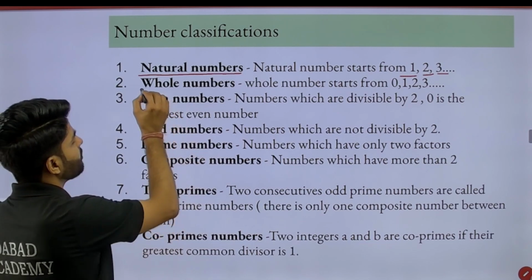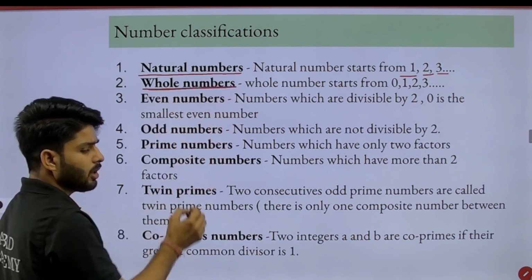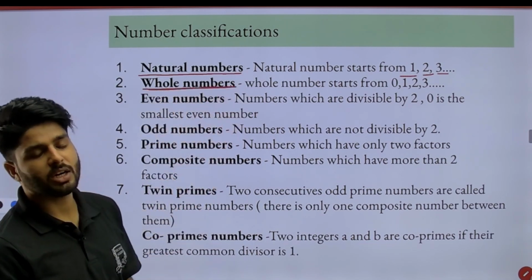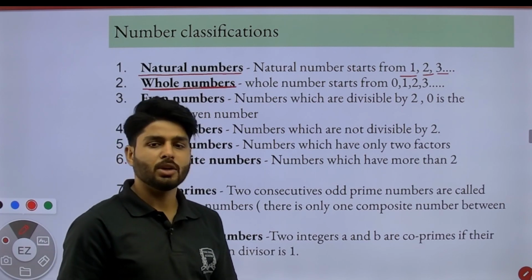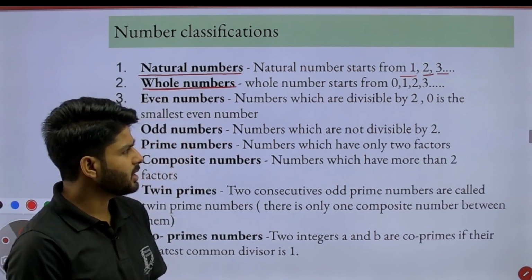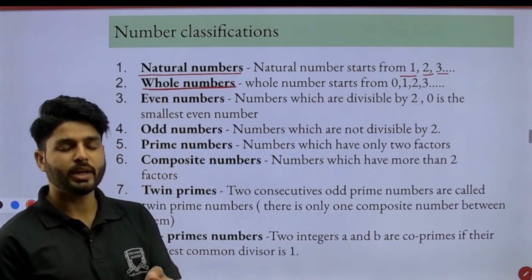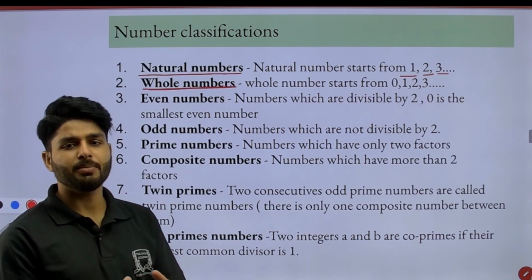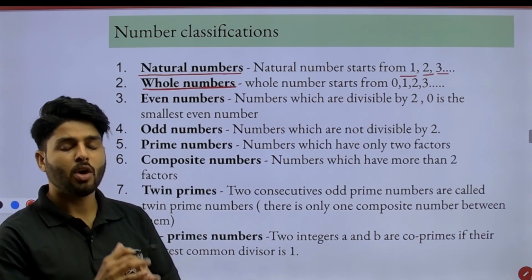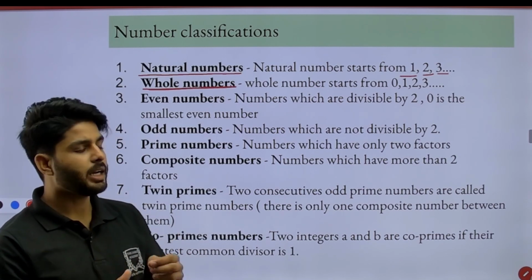Then the second type is whole numbers. Whole numbers are those numbers which start from 0 1 2 3 and so on. It means we simply add 0 to the natural numbers, then they become the whole numbers. It means all natural numbers are whole numbers.